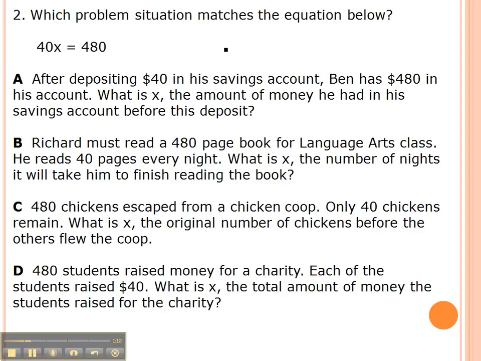Number 2 asks which problem situation matches the equation below. 40x is 40 times x, so we're looking for an answer choice that, first of all, has the operation multiplication, and it matches our equation. Okay, so let's consider each of these.